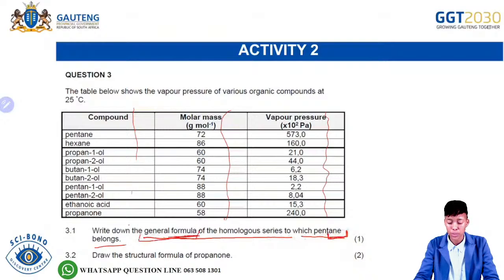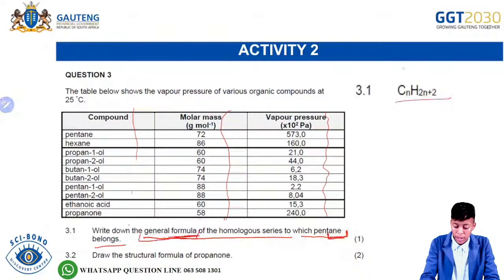What is the general formula of the alkane? That will be your CnH2n plus 2. And please learners, you are not going to write it in this way.